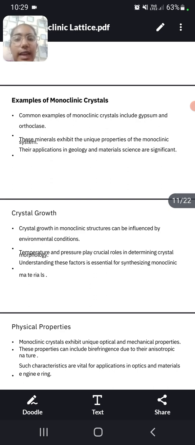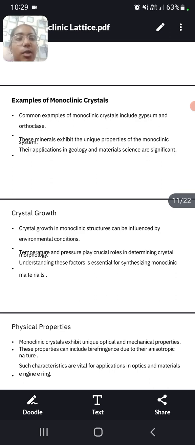Types of monoclinic lattices. There are 2 types of monoclinic lattices, primitive and centered. In primitive, the lattice points are located only at the corners of the unit cell. Centered. The lattice points are located at the corners and in the center of one pair of opposite faces. More examples of monoclinic crystals are monoclinic sulfur and muscovite.